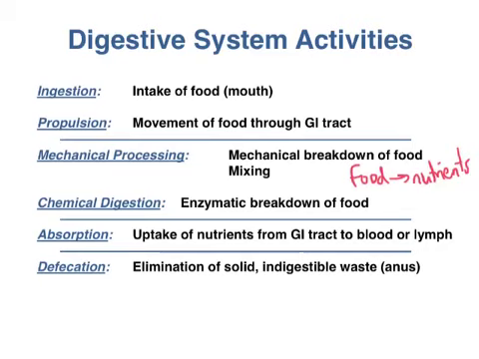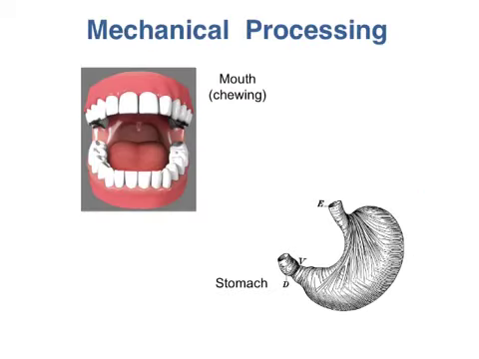And your digestive system does this through both mechanical means, where you're just physically chopping up or mixing that food, and through chemical means, where you actually have digestive enzymes breaking apart large molecules in that food into smaller molecules. Mechanical processing includes chewing when you take a bite of food and you chew it up with your teeth, you're basically chopping it and mushing it into smaller pieces. It also occurs with what happens to your food in the stomach.